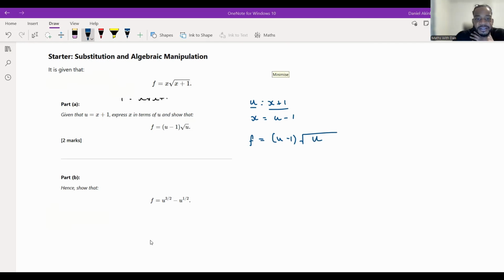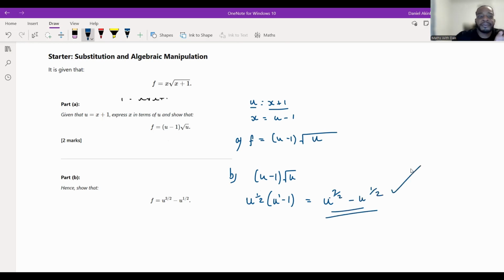Good stuff. And then part B, just make sure we're all okay. Part B says, hence show that f is equal to that. So this is what f is so far. What I'm going to do is rewrite root u as u to the power of half. I'm going to put it to the front though. So u to the half, and then you take one. These two are the same thing. If I expand that, that's a one, isn't it? When I add those together, that's going to be 3/2, and then take u to the half. So we've done it. That's part B.